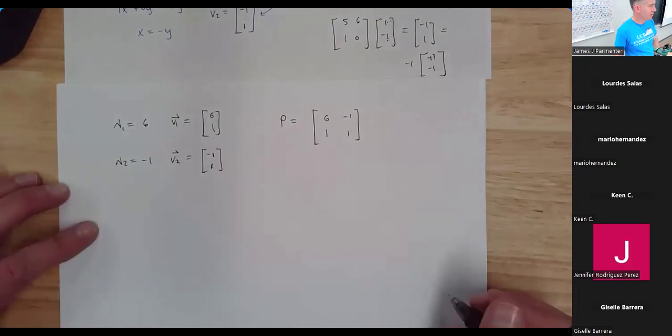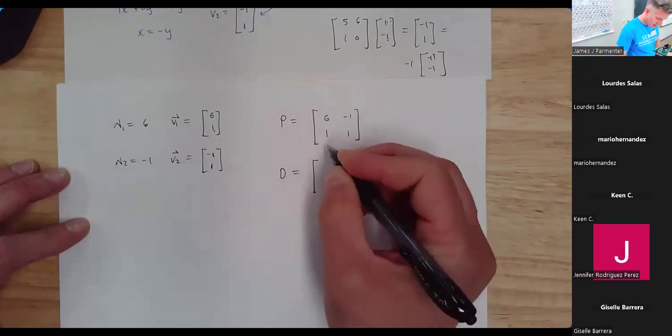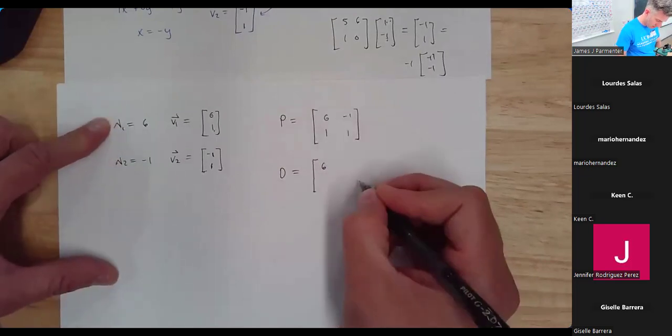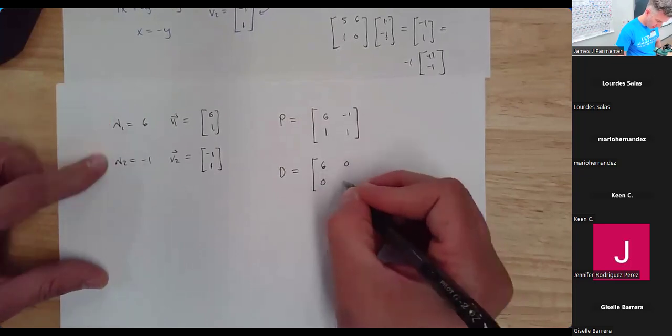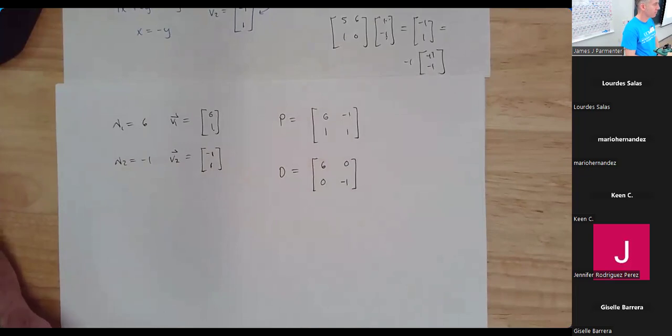Once you've made that choice, the next thing you should write down is that D has to be the first eigenvalue in the first column. So it's going to be a 6 there, a 0 here, a 0 here, and a negative 1 here. First eigenvalue in the first diagonal spot, second eigenvalue in the second diagonal spot.